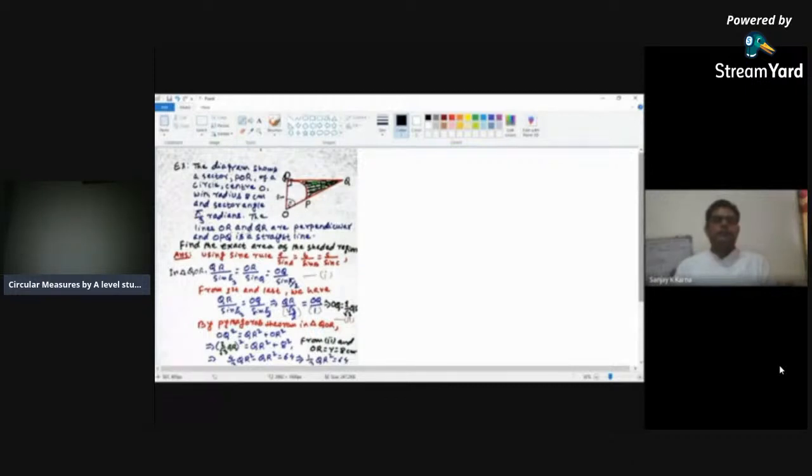The lines OR and QR are perpendicular, and OPQ is a straight line. Find the exact area of the shaded region. So here in this question, you are given a triangle QOR.